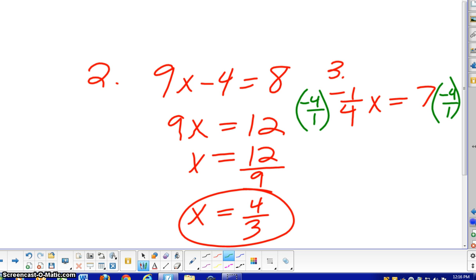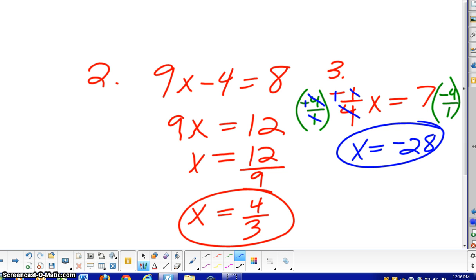The reciprocal is so important because everything is going to cancel out. The 4 and the 4 are going to cancel, the 1s are going to cancel, and a negative times a negative is a positive. So what you're left with is an x. Then all you have to do is take 7 times negative 4 over 1, which ends up being negative 28.